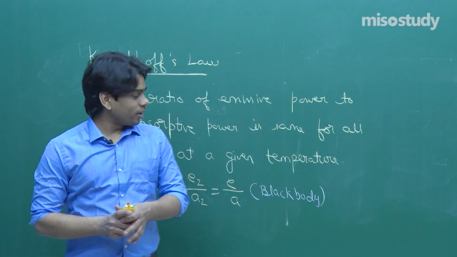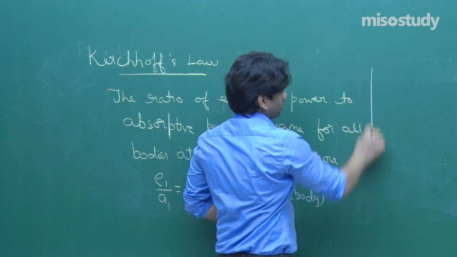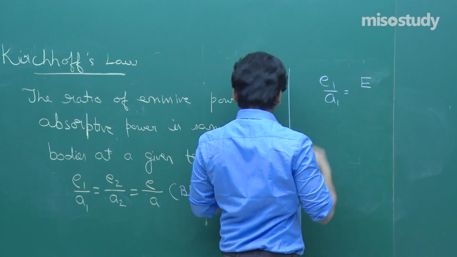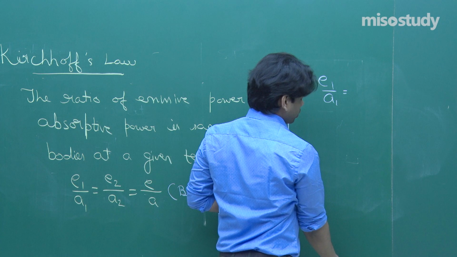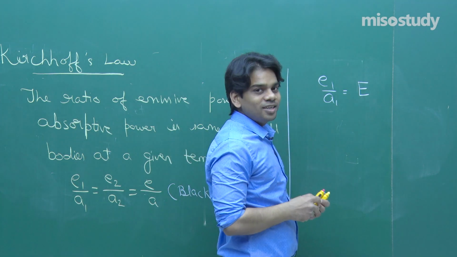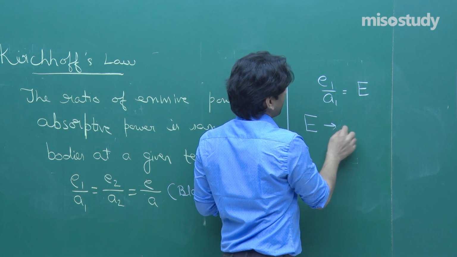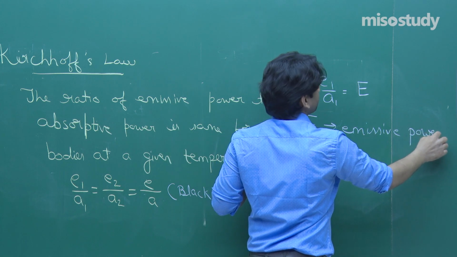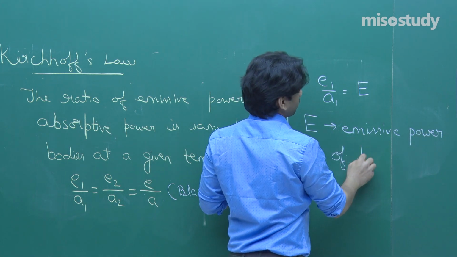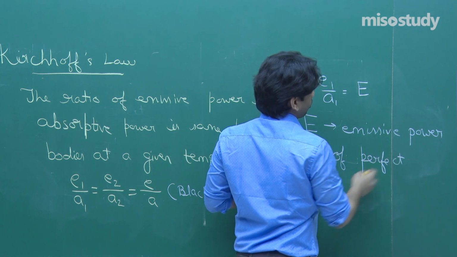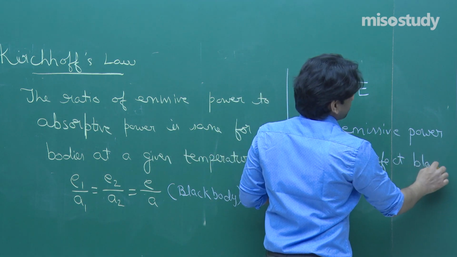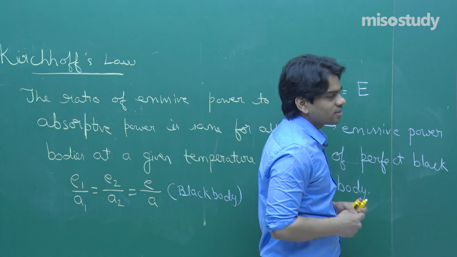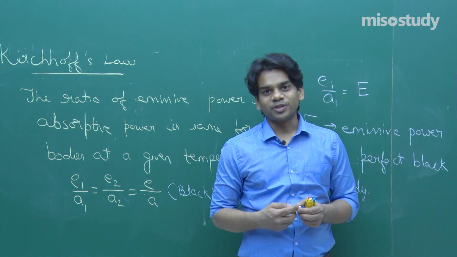Now I told you for a black body the absorptive power is A equals 1. So we can write E1 by A1 is equal to E, where A equals 1 for a black body. So I am using this as E, where E is the emissive power for a perfect black body. Now this is all about Kirchhoff's law. E by A is constant for all the objects at a given temperature.